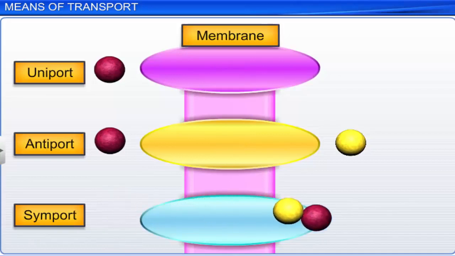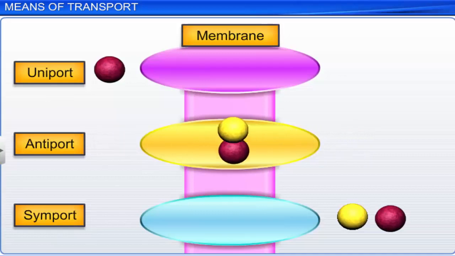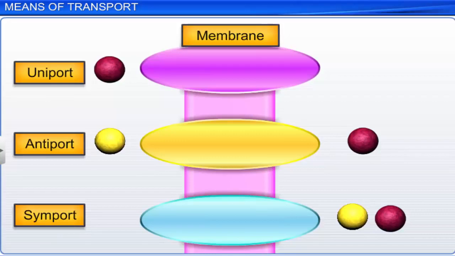Both molecules cross the membrane in the same direction in a symport, while they move in opposite directions in an antiport. In uniport, as the name suggests, a single molecule diffuses across a membrane independent of other molecules.